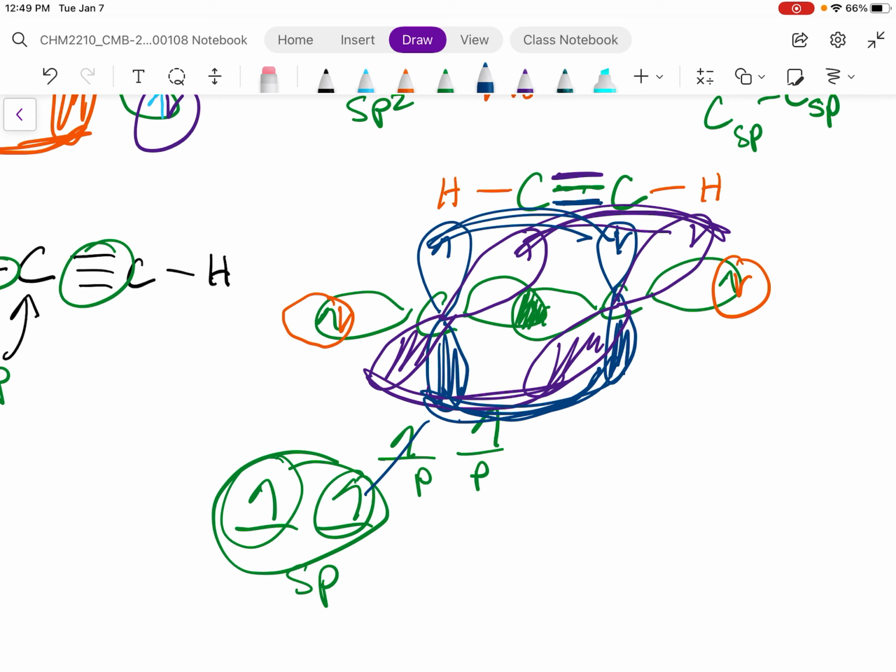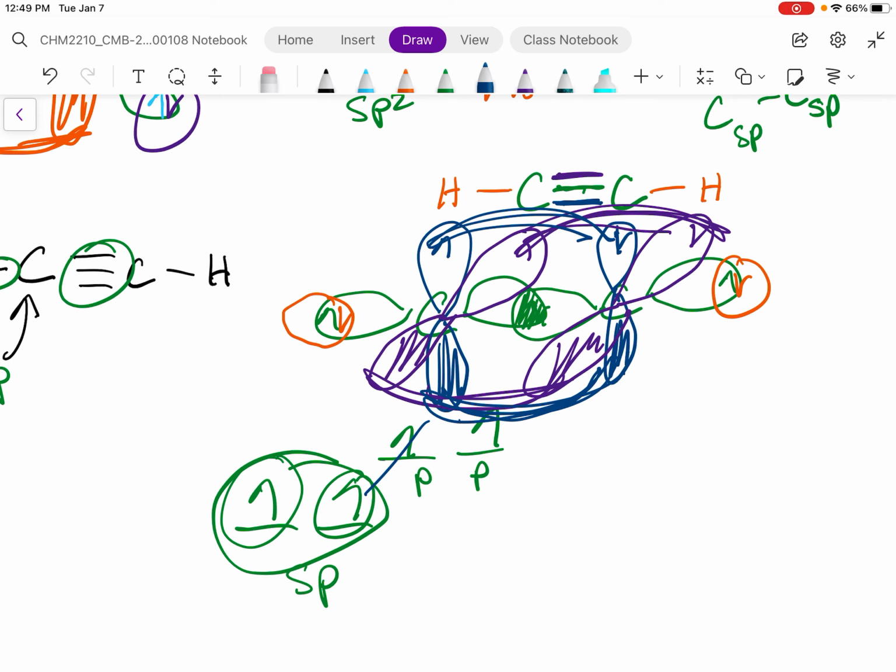So ethyne, between the two carbons, we have one sigma bond. And that sigma bond is created from what? Two carbons that are sp hybridized. And then we have two pi bonds, represented in that color code.